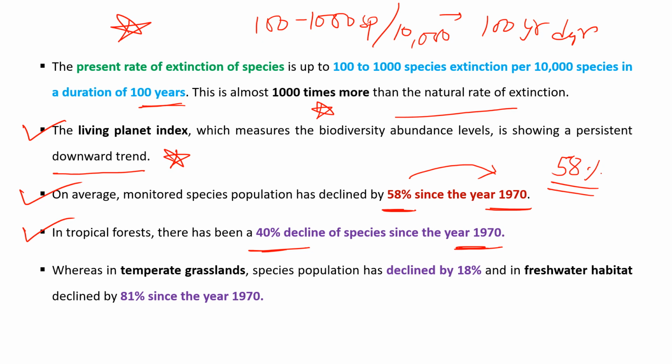Whereas in the temperate grassland, the species declined by 18%. In freshwater habitat, 81% since 1970. So here you can see the habitat decline in the freshwater, that is 81%. That is almost double than the tropical forest.